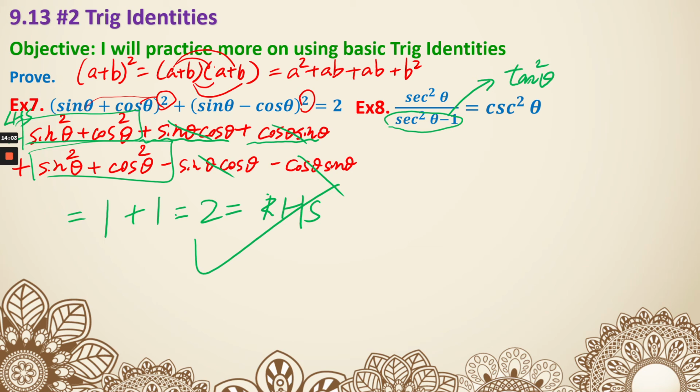Let's pretend you actually don't know secant squared minus 1 is tangent squared. Let's pretend you just forgot about that. The only thing you know are just some rewriting. Then let's rewrite. Secant squared is 1 over cosine squared. 1 over cosine theta squared. And then I have 1 over cosine theta squared, again, minus 1.